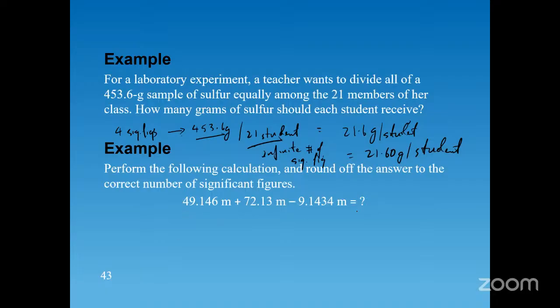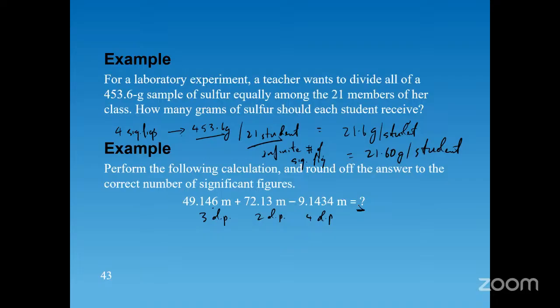Now in the case of the second one, basically you're asked to do this calculation and give an answer to the correct number of sig figs. Now remember, whenever you're adding and or subtracting, you round off according to the lowest number of decimal places. So what you have to do is look at the number of decimal places expressed in these numbers. How many decimal places do we have here? 3. How many decimal places do we have here? 2. And how many decimal places do we have here? 4. So whatever answer you get here, you have to round it off to 2 decimal places. Exactly.